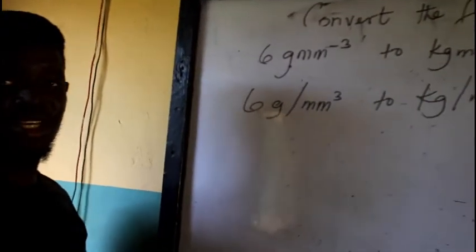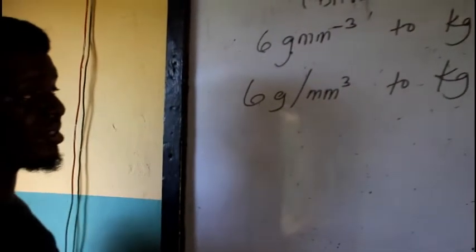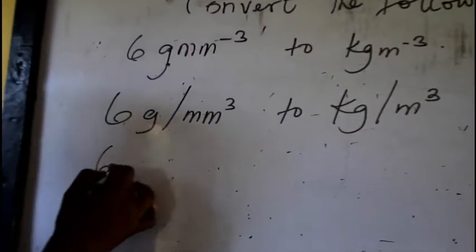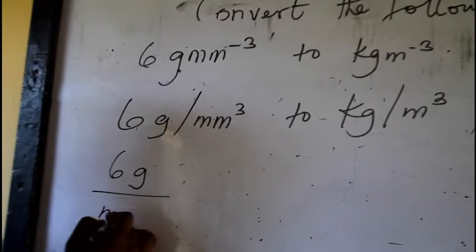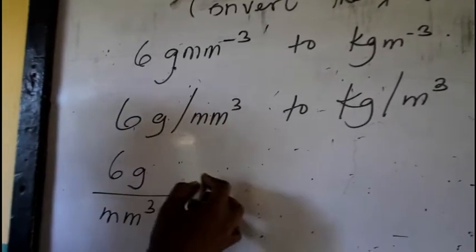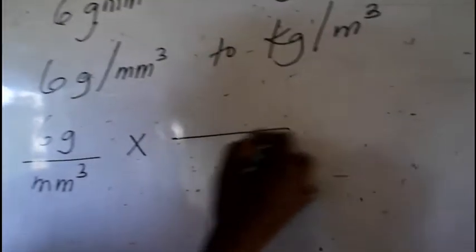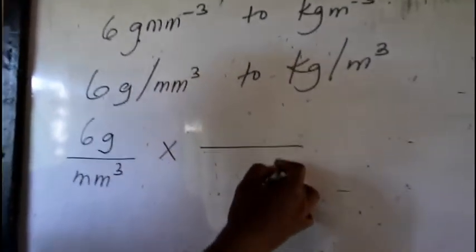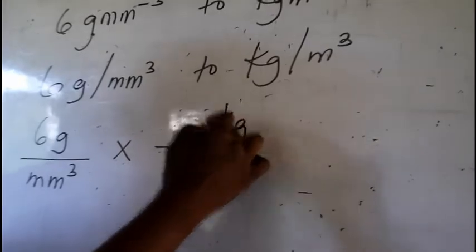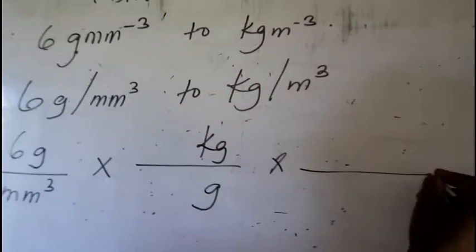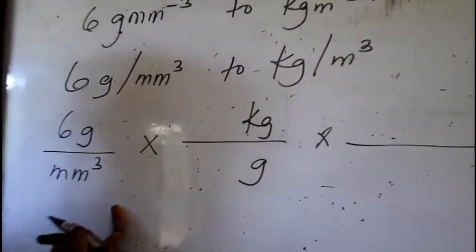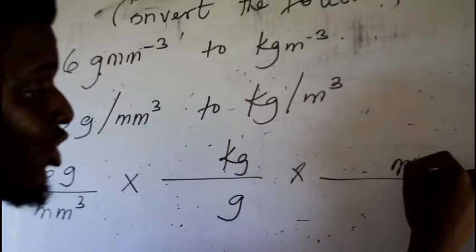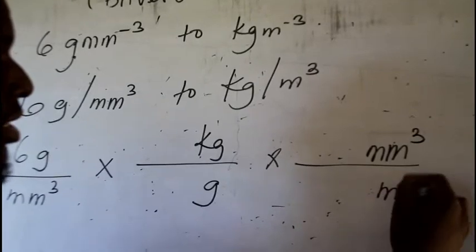You need to note that there's no magic in math. It's very simple. So now let us see how we're going to do it. We have 6 gram over millimeter cube, multiplied. Now, which one do you want to convert first? Gram to kilogram. So gram comes down, kilogram comes up. Multiply. The second one is millimeter cube to meter cube. So millimeter cube comes up, meter cube comes down.